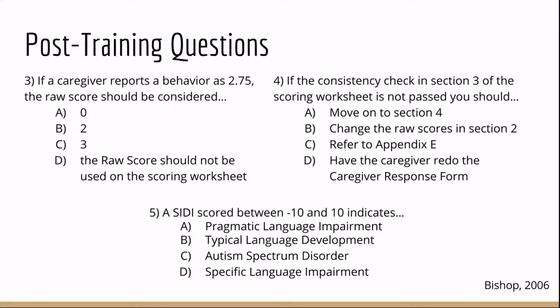Question number 3. If a caregiver reports a behavior as 2.75, the raw score should be considered A. 0, B. 2, C. 3, or D. The raw score should not be used on the scoring worksheet.